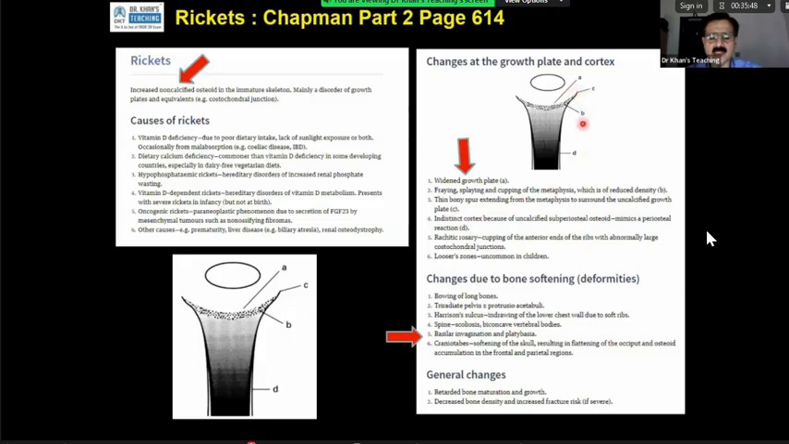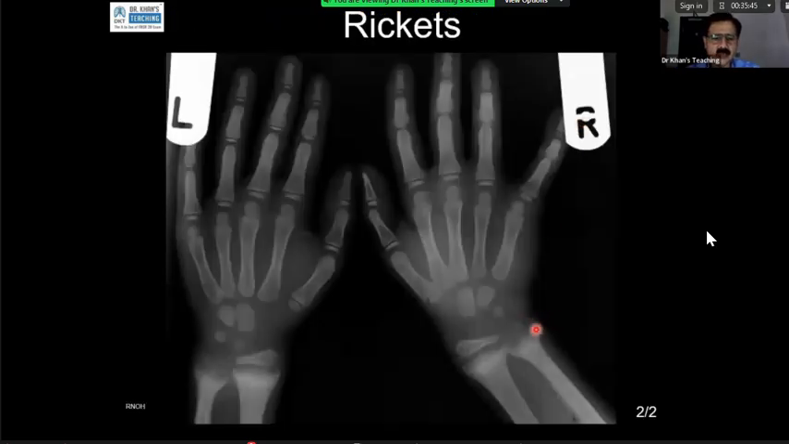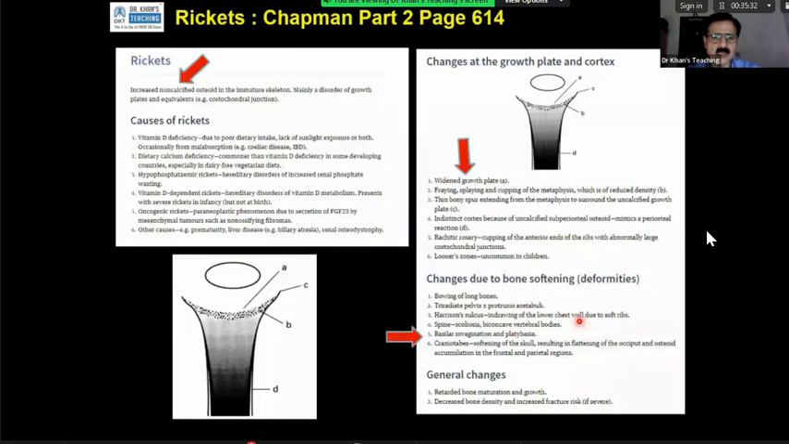And this is what I asked the candidate, and he tackled it very well. Basically, uncalcified cartilage is here and it goes around it, because a Pelkan spur of scurvy sometimes is confused by this appearance. So the idea was not to get confused about that. Now, another main finding which I want you to remember is increased non-calcified osteoid in the immature skeleton, mainly a disorder of growth plates and equivalents.